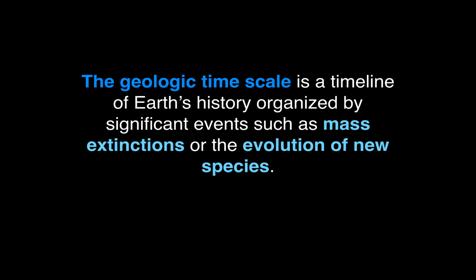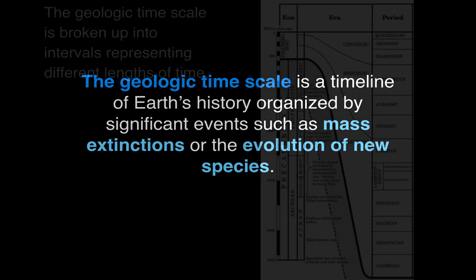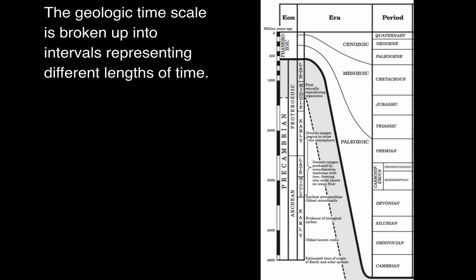and this timescale is organized by significant events in Earth's history, such as large mass extinctions or even the evolution of new species. Here on the right, we have an example of the geologic timescale from page number 8 of the Earth Science reference table. Now, your geologic timescale is broken up into different intervals that can each represent a different length of time.